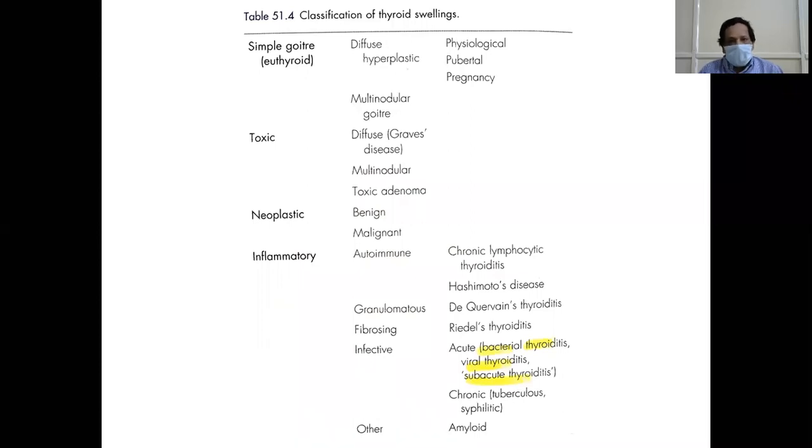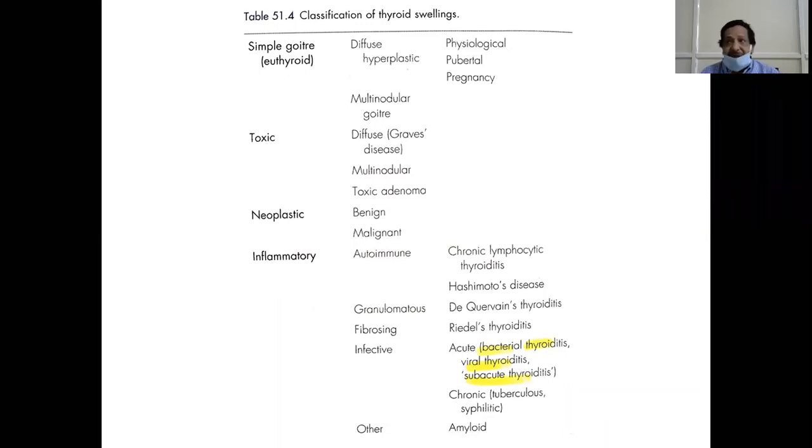It is also known as physiological goiter, pubertal goiter, pregnancy goiter, sometimes rarely in lactation also. In all these conditions, take puberty: there is an increased growth spurt. The body demands more thyroxine hormones. To meet the increased demand, gland hyperplasia occurs. That is known as hyperplastic goiter.